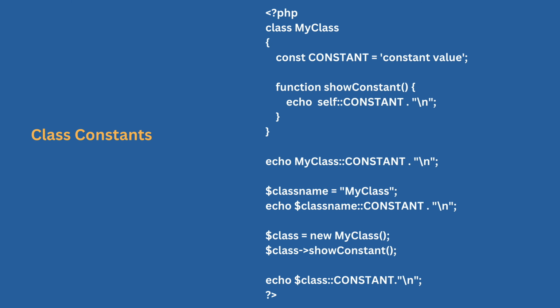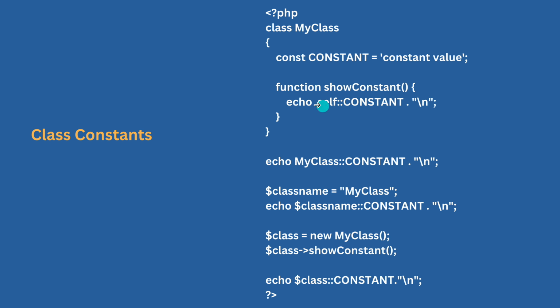Now let us see another example. Now there are some class constants also. What is the meaning of constant? You already know. What is the meaning of constant? Whose value doesn't change, right? So here, you can do it in the class: const, then the constant name and some value.